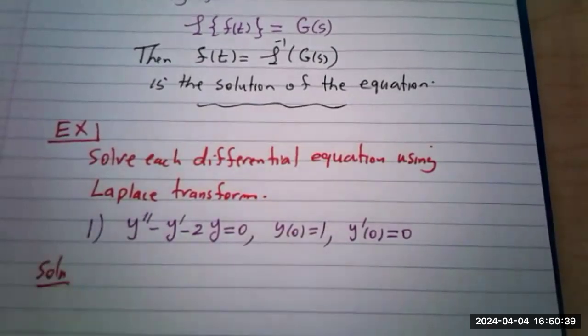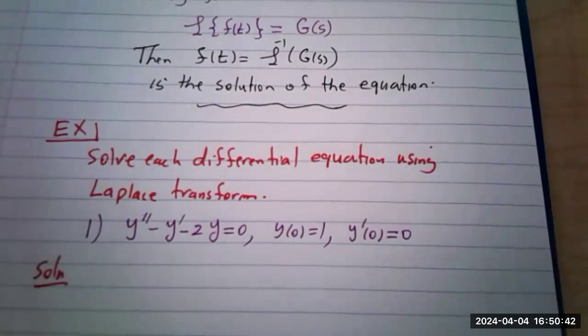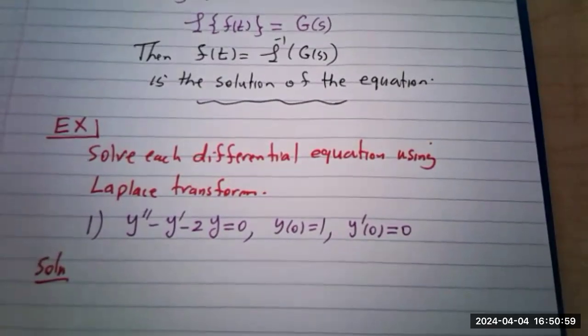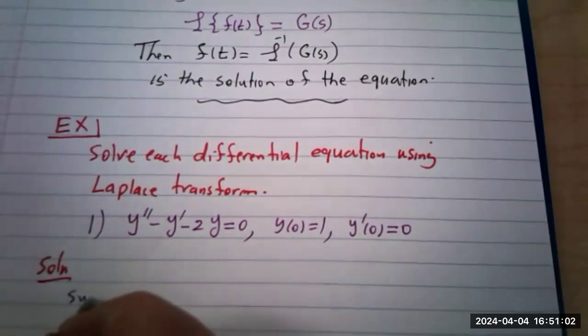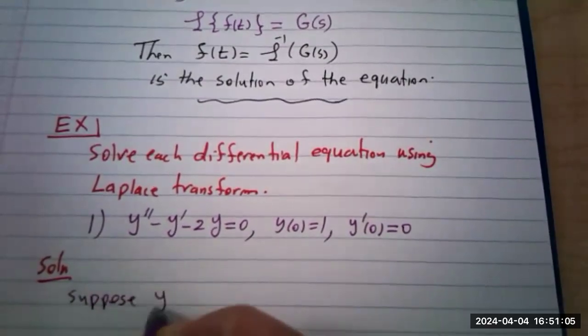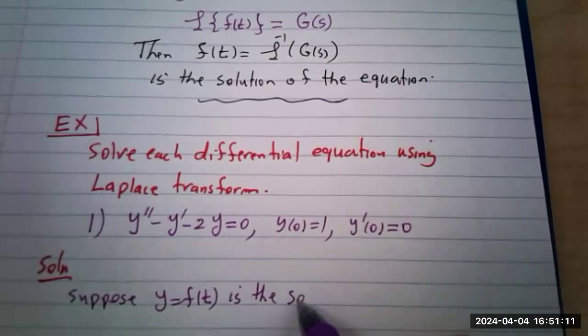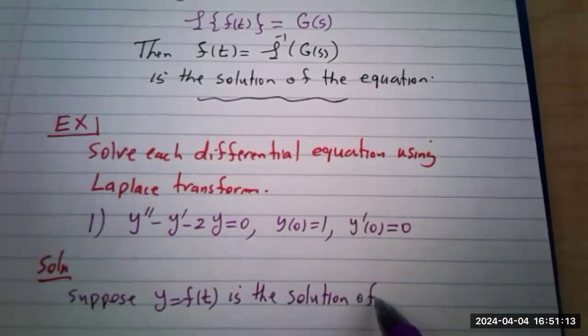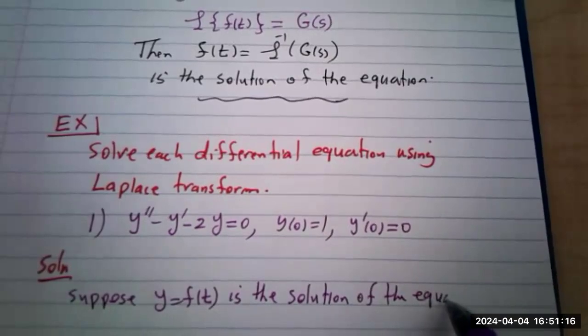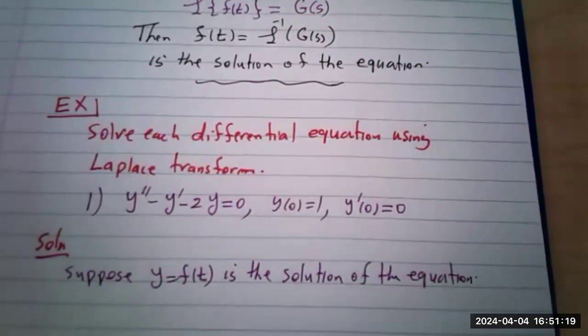Solution. I changed the notation. If you don't like it, it's up to you. In your book, they stay with this lowercase y right through the end, but f of t would be better. You see, it's more familiar. But if you want to use a different notation, that's fine. So you are going to suppose y equal to f of t is the solution of the equation. Okay, so that's it.